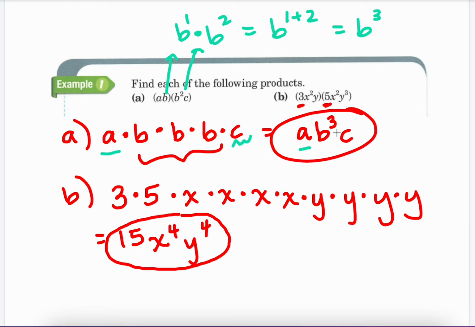And then again, there's only one c, so in your answer there's only one c as well. Okay, so we're really adding. Let's check and make sure that this trick works in the second problem.